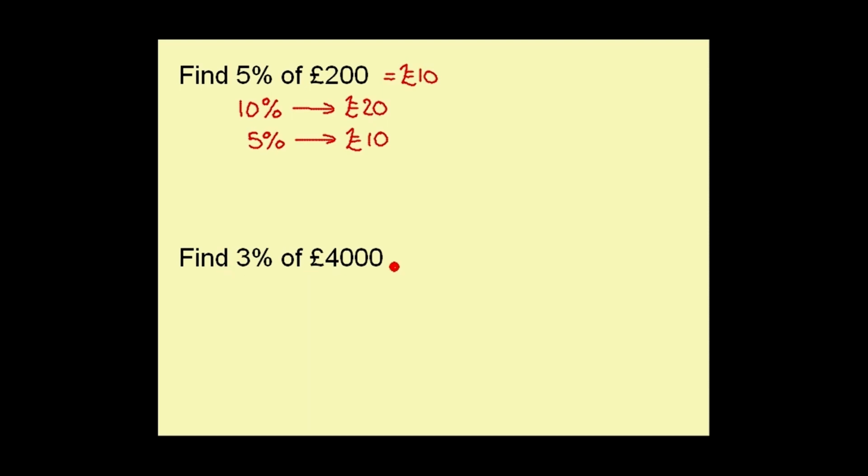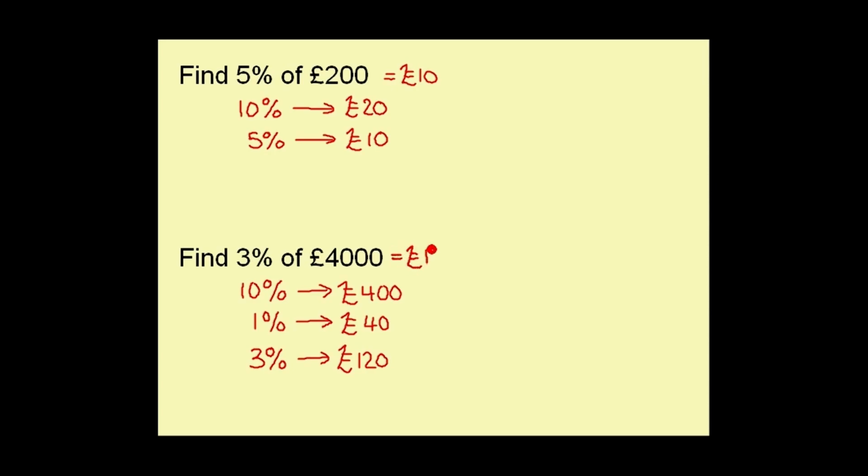I'm going to do this one in a similar way. So I start by finding 10%, and I do that by dividing by 10, so I get 400. Now I want 3%, so I'm going to find 1% now. To get from 10% to 1%, I divide by 10, so I divide this by 10 and get £40. Now I can work out 3% by timesing this by 3. So I multiply this by 3 and get 120. So 3% of £4,000 is £120.